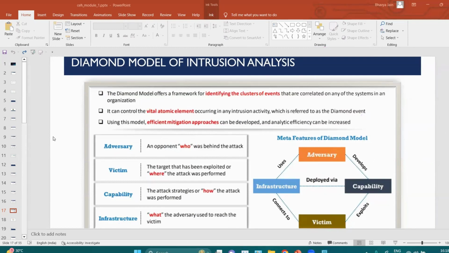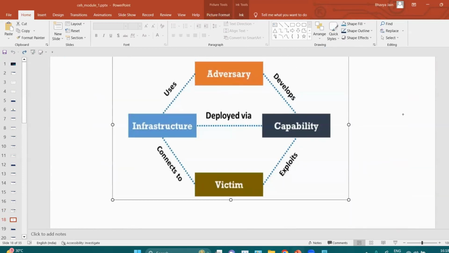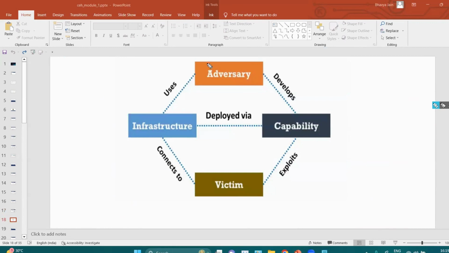Now we have a cycle of it, which we can check in this model. First, we have the adversary, which is the attacker. Now we can think of a connection here: the adversary is an attacker who develops an attack, which is known as a capability. Let me write here. So let's say there's an attacker, who develops an attack.